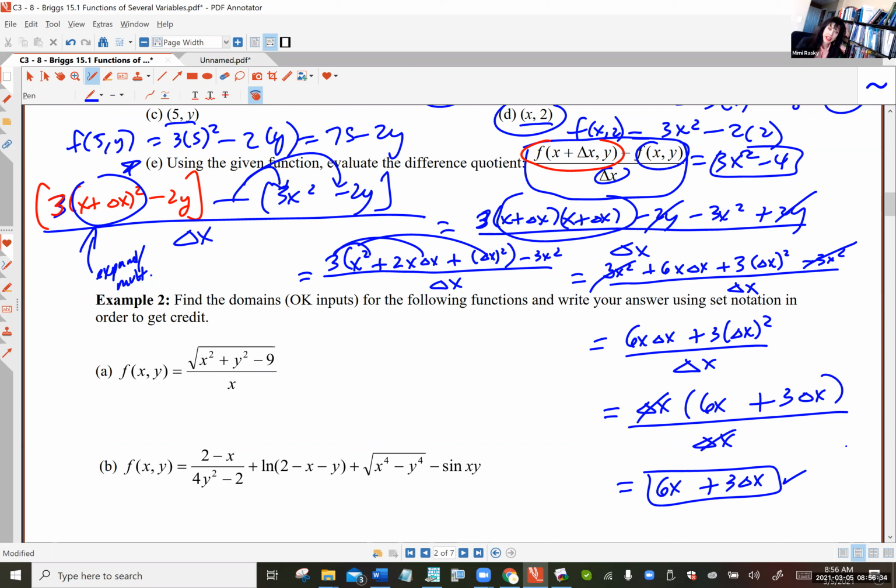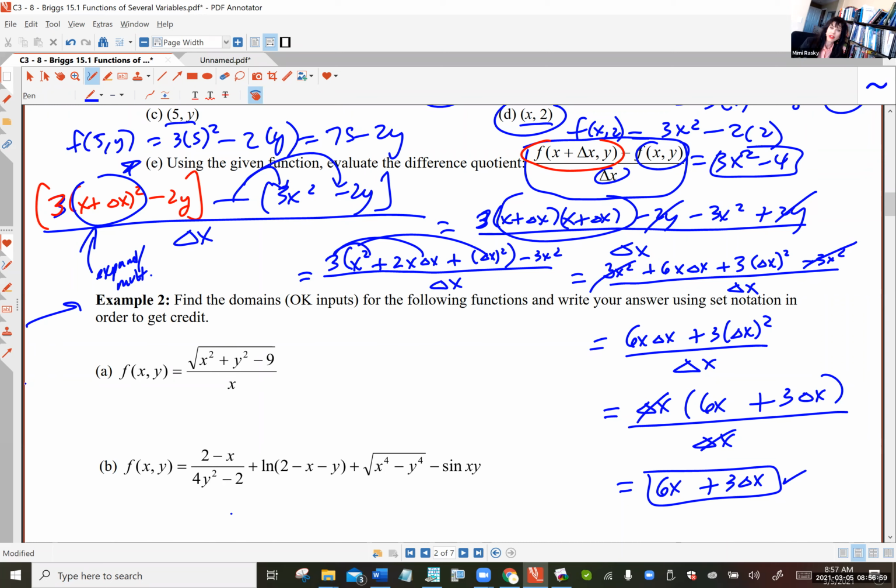Okay, I'm done doing evaluating. Next stop, let's find domains. Unlike the vector valued functions, for finding domains you don't need to find the intersection of sets, where you have to work a little bit to find that intersection, which gets a little bit crazy, which some of you found on the midterm a little bit.